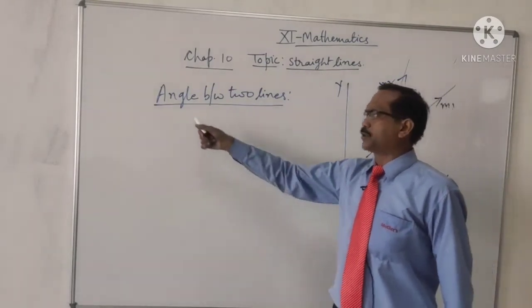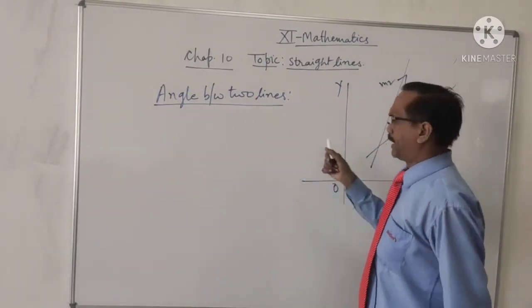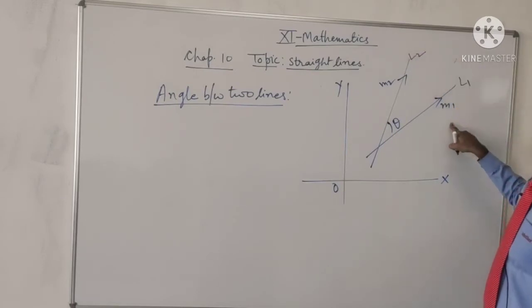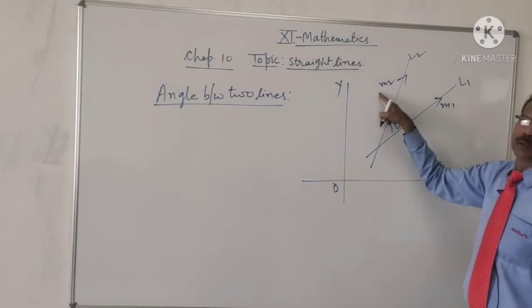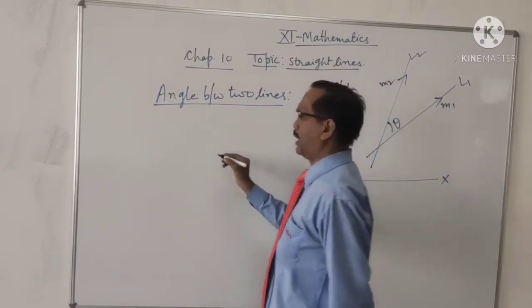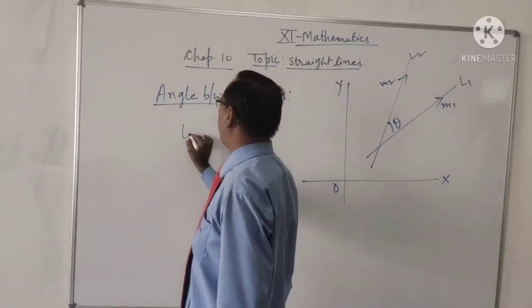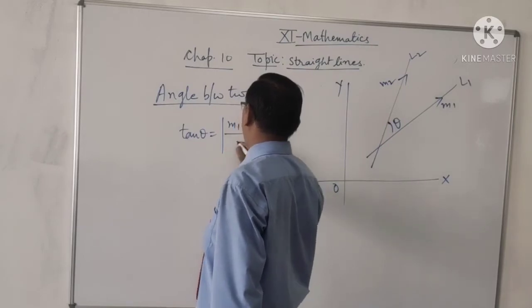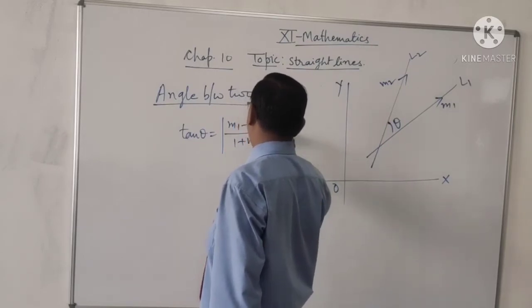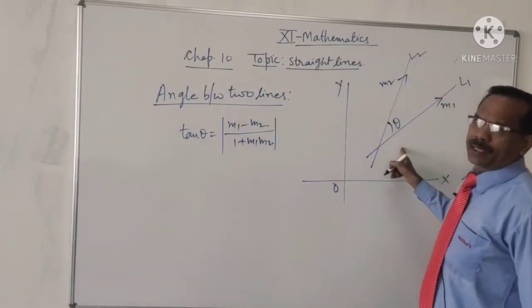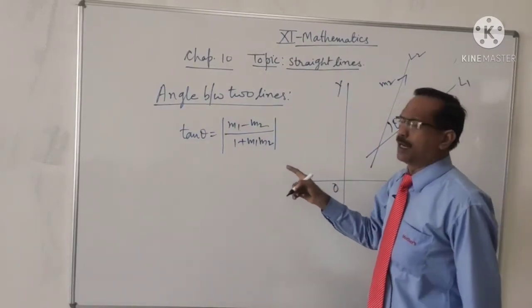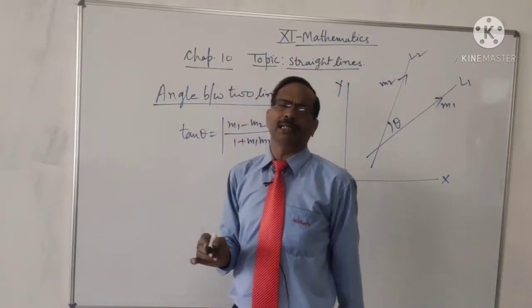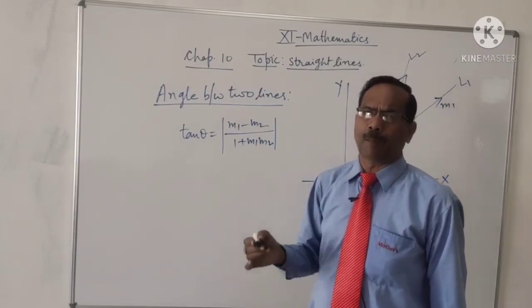Students, now the next topic is angle between two lines. Let us suppose there are two lines, L1 and L2. Slope of L1 is m1 and slope of L2 is m2. Then there is a formula to find the angle between the lines. It is tan theta equal to mod of (m1 minus m2) upon (1 plus m1 m2), where theta is the acute angle between the lines. Now, there is a condition for parallel lines and a condition for perpendicular lines.